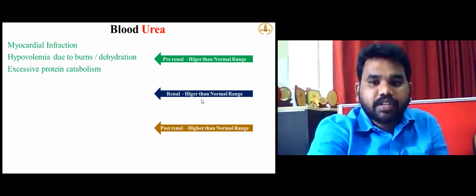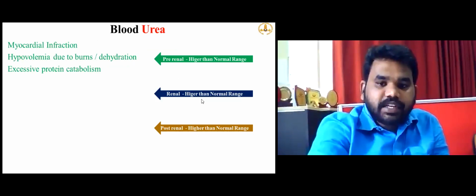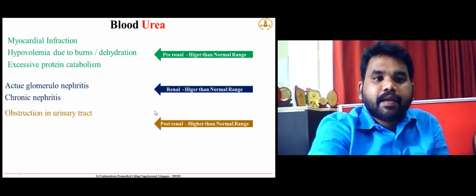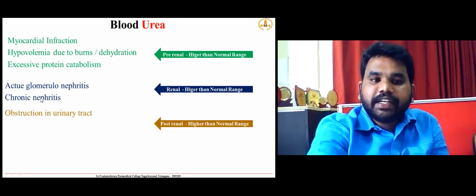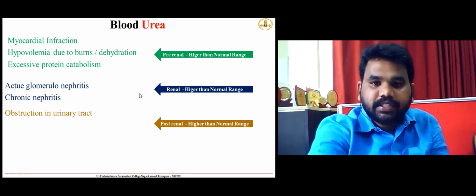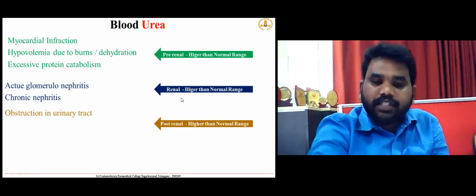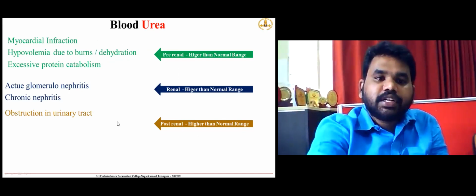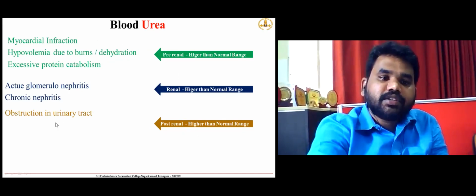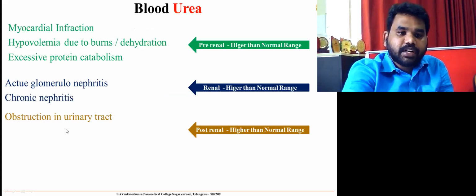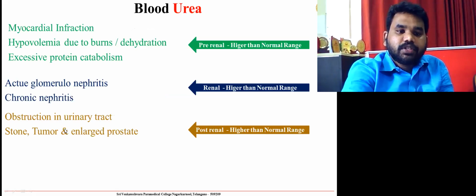And when we talk about the renal, the conditions are different. They are acute glomerulonephritis and chronic nephritis. In these conditions, the blood urea value will increase, and this is related to the kidneys. And in the post-renal, the reasons may be obstruction in the urinary tract, or stone, or tumor, or enlarged prostate gland.